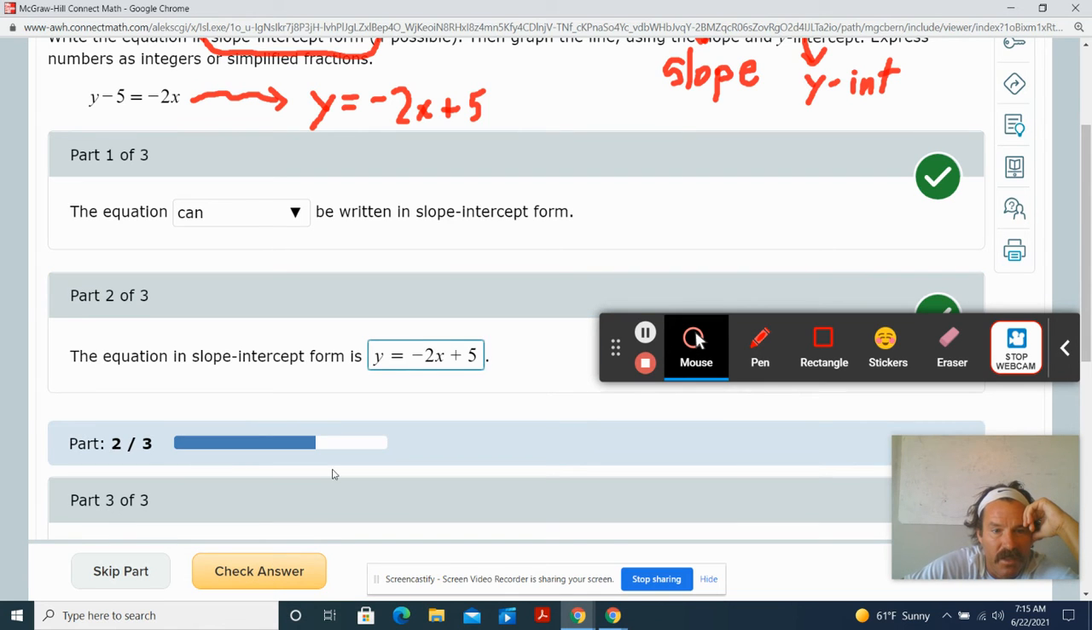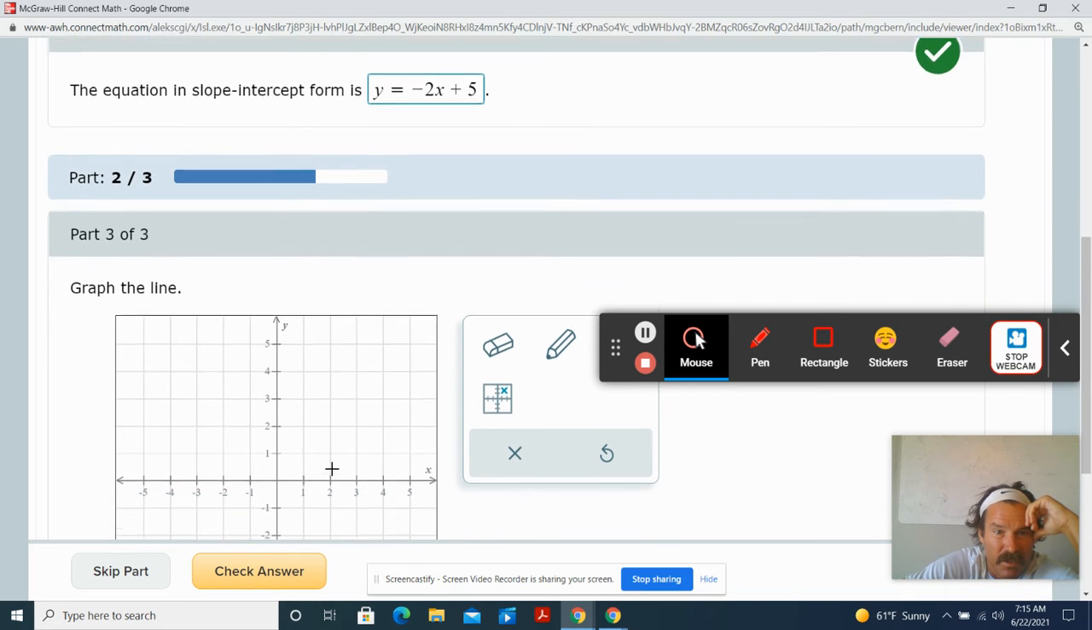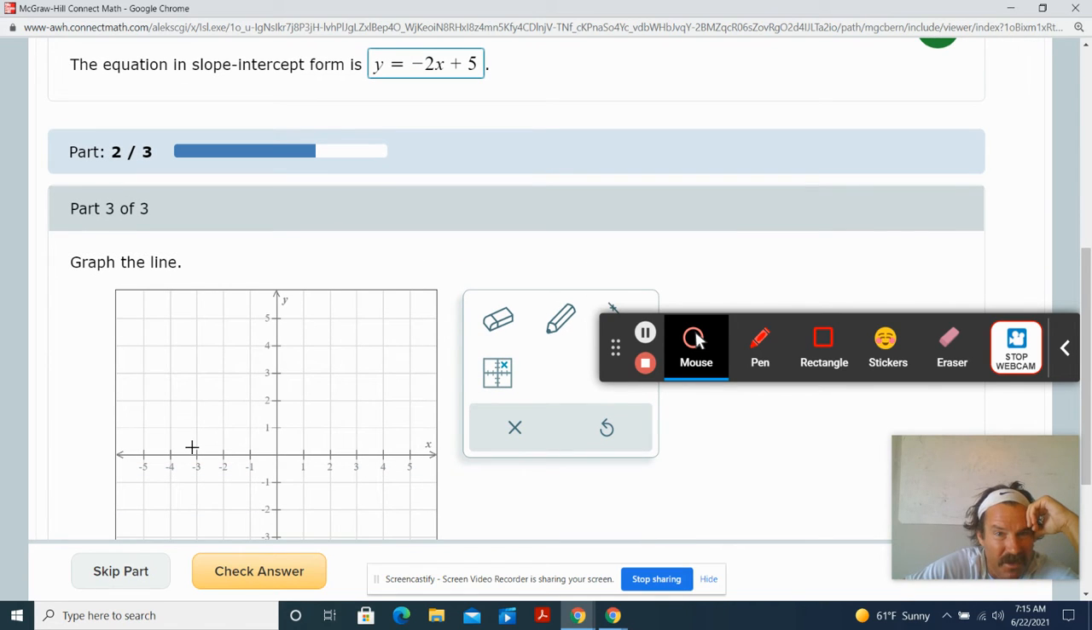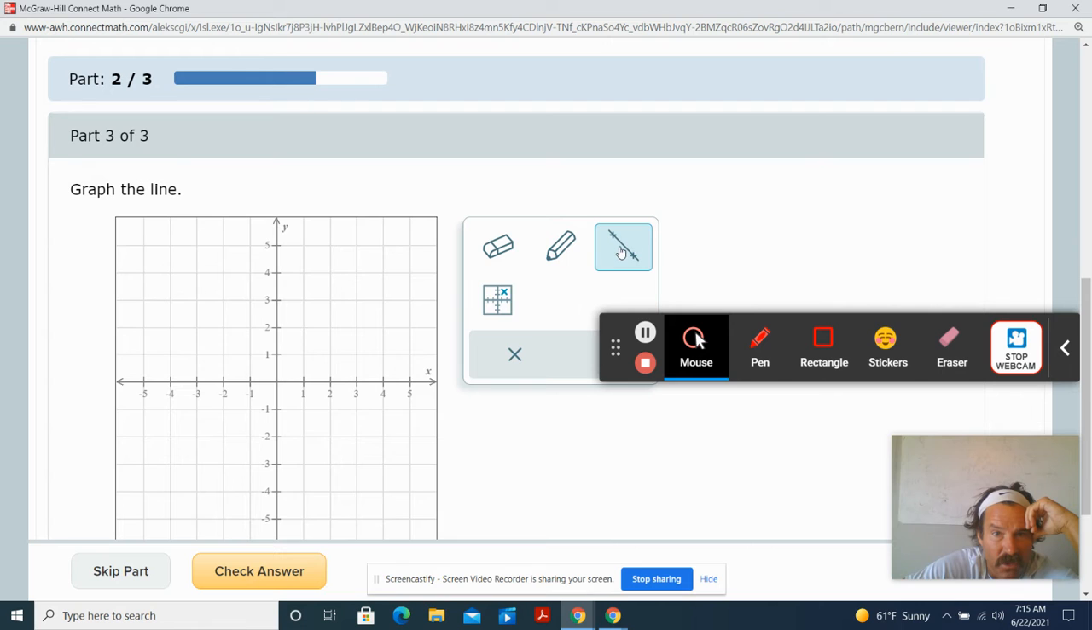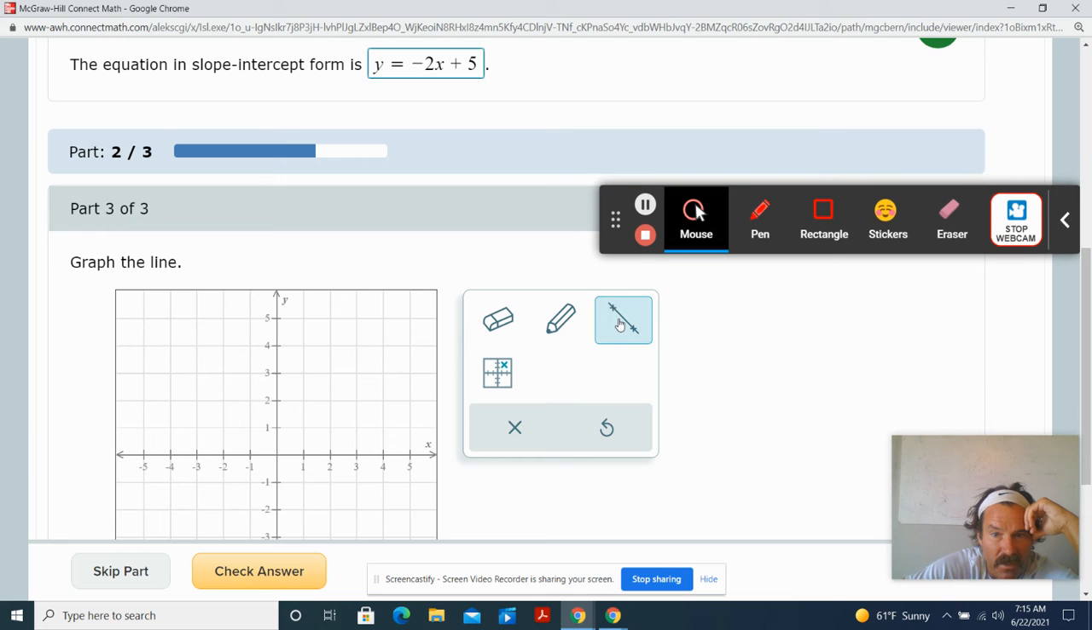In part 3, it's going to ask you to graph. This is where the shortcut comes in: we don't have to do any tables. We don't have to use any points. We just need to use the fact that we now know the y-intercept is 5 and the slope is -2. So the tools here, I'm going to click the line tool. The y-intercept is 5. The line tool is right here. I'm going to place the first point.